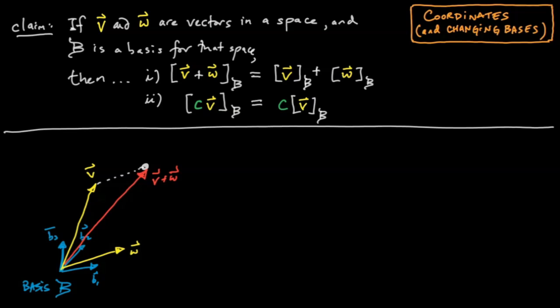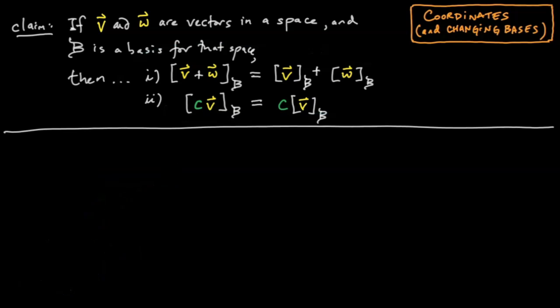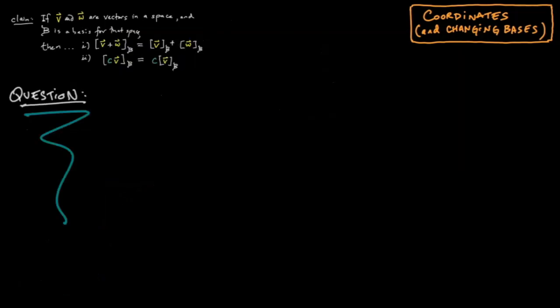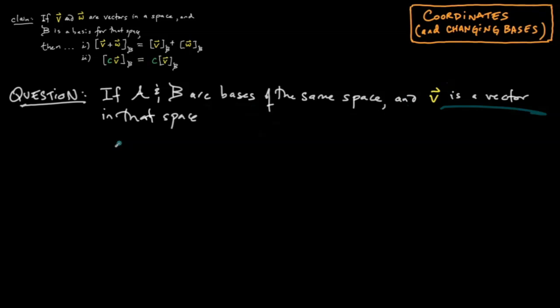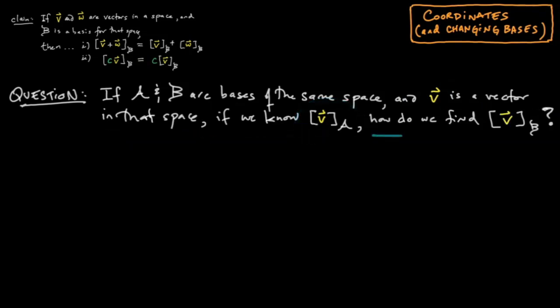Whether we're thinking algebraically, geometrically, in one basis or another basis, in terms of a linear map or its matrix representations, and so on and so forth. All right, so we will move forward with these two properties in our toolkit, and our next order of business is to answer the very important question: if fancy A and fancy B are bases of the same space, and V is a vector in that space, if we know V's A coordinates, how do we find V's B coordinates?